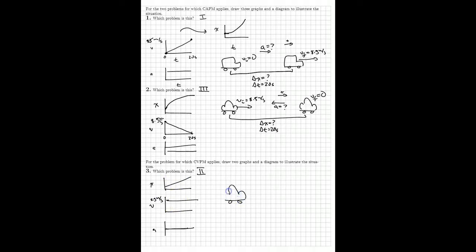And this is a little easier to draw because we have fewer quantities to label. So the v is 8.5 meters per second at the beginning and the end. Delta x is unknown, the delta t is again known, and the acceleration is 0.